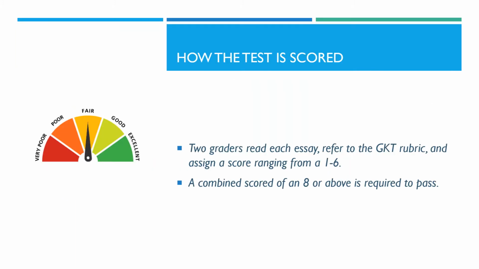The test is scored by two actual humans. Unlike other parts of the GKT where it is computer graded, your essay will actually be reviewed by two graders who will each read the essay, and they will look at the rubric and then assign you a score of 1 to 6. And on the next slide, we're going to look at what the rubric breakdown looks like. A combined score of 8 is required to pass, so you're going to hear 8 is kind of like the magic number.